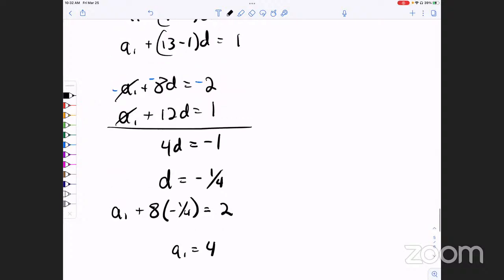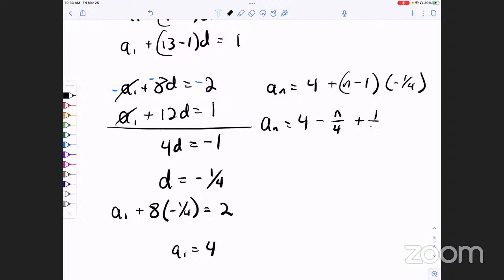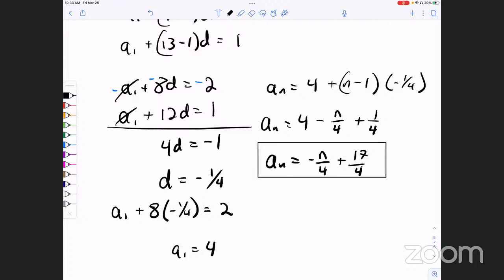So then our a(n) is 4 plus n minus 1, and the common difference was -1/4. So then we get 4 minus n over 4 plus 1 over 4. Let me see, 16 over 4, so then it becomes 17 over 4. And then we just need to make sure that this works for our given cases.